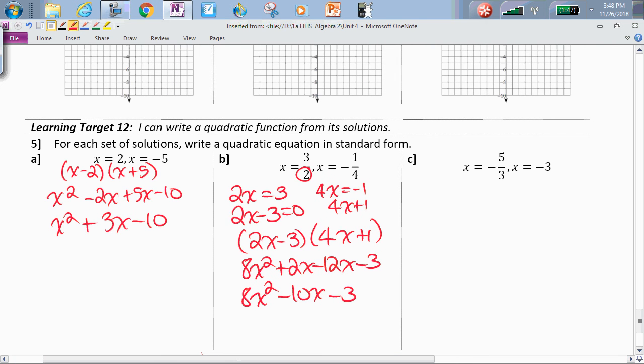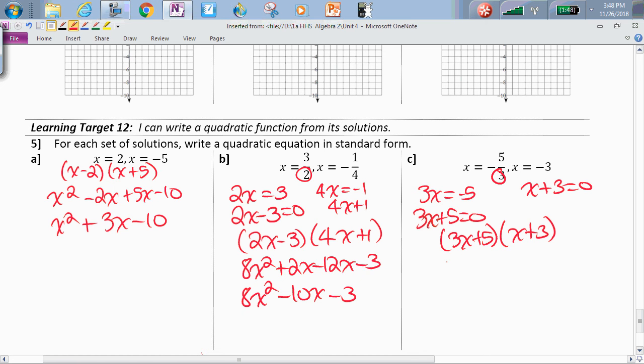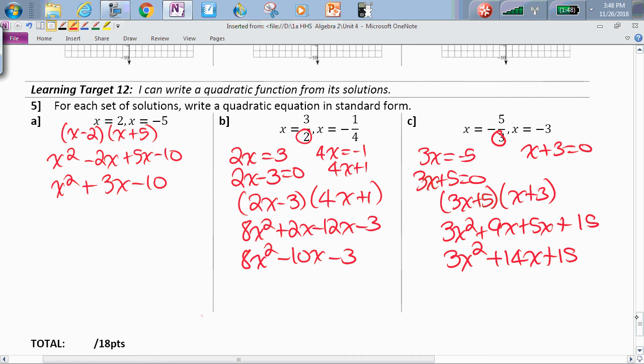And then last one, again, move this over first, so I'll get 3x equals negative 5, 3x plus 5 equals 0. This one's easy enough, just move it over. So I have 3x plus 5 times x plus 3. Distribute, so 3x squared plus 9x plus 5x plus 15. Put together your like terms. 3x squared plus 14x plus 15. Okay, done.